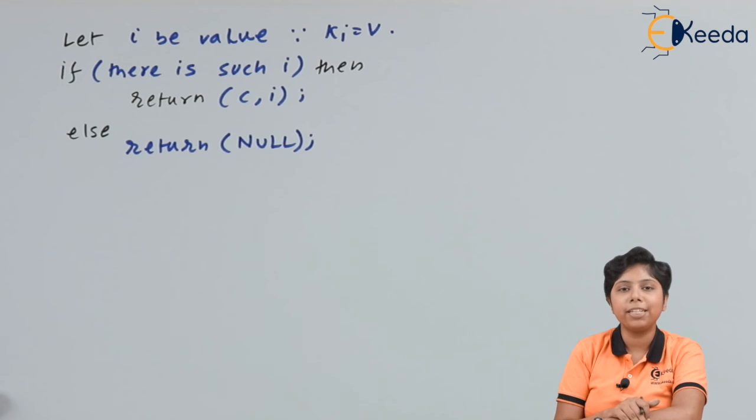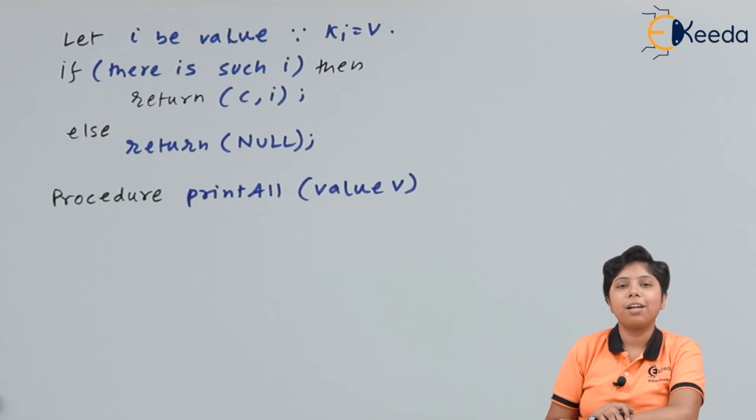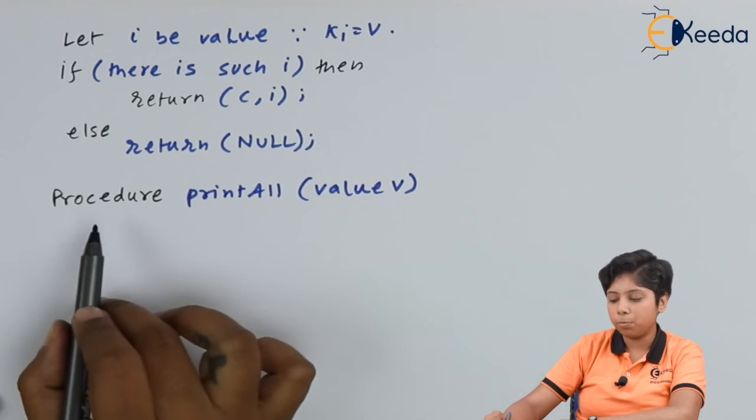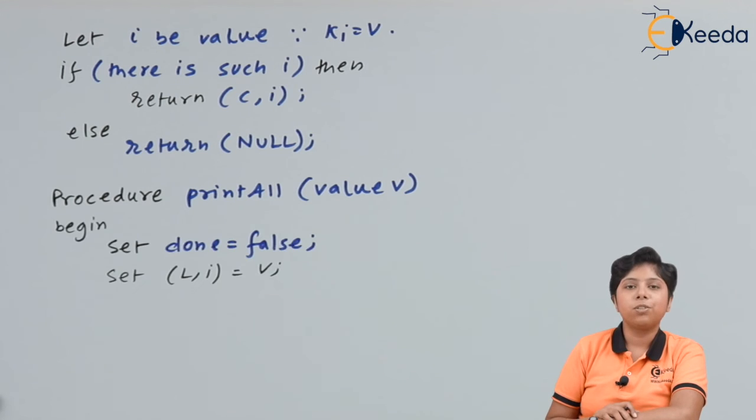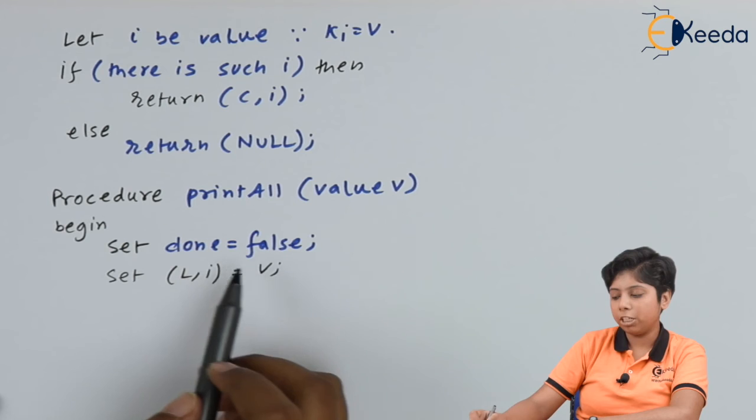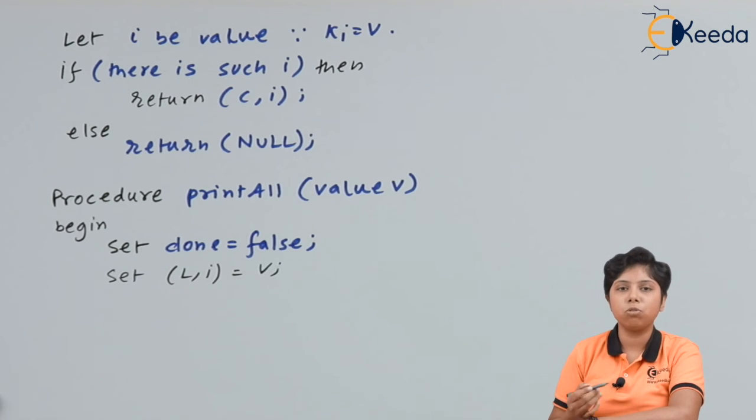Now how do we print this value to our result? We can see that printAll is a procedure that doesn't have any return value, because it will traverse all the values until the matching value is found. That means we have found the index. Now we want to print that index so that we can have the value reported by our query. So we set done equal to false, because when it becomes true, our task will be over. This will print all the values that match the search key with the value V.